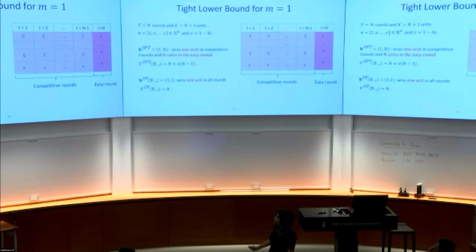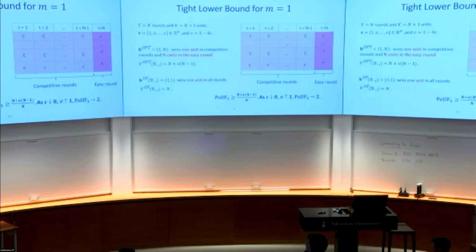Then if you try to go with the universal feasible policy, the optimal universal feasible policy would be 1 and 1. Remember, once I choose the quantity to be 1, the bid should be truthful, meaning that the bid should be 1 times v1, which is equal to 1. And that one wins 1 unit in all the rounds, regardless of whether competitive or not. So in the easy round, it doesn't win much, it only wins 1. Because of that, if we calculate the ratio of what you are getting under the optimal policy versus what you are getting under the universal feasible policy, that ratio would go to 2 as epsilon goes to 0.